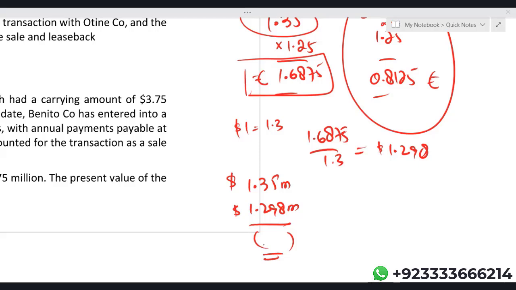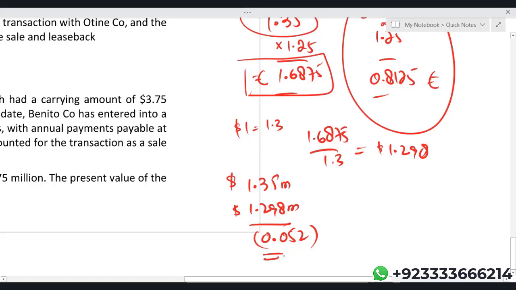So I'm converting euro into dollars so that I can do the consolidation. Is this clear now? Obviously, you have to retranslate all the net assets of your subsidiary on each reporting date. That's what we are doing, because there's no question of translating the individual books. So 1.35 minus 1.298, 0.052. There's an exchange loss, and this exchange loss will obviously go to exchange reserves.